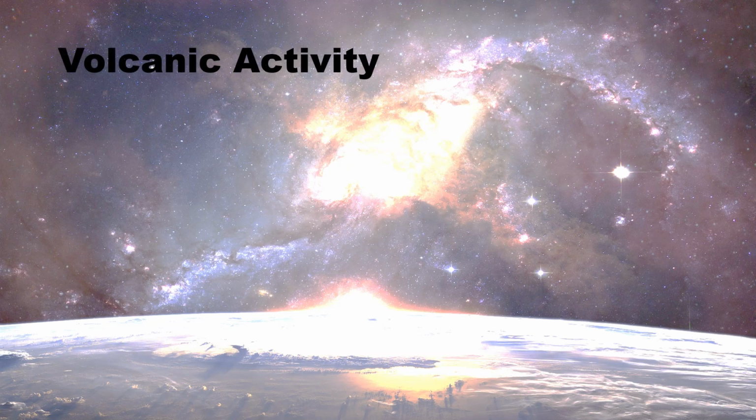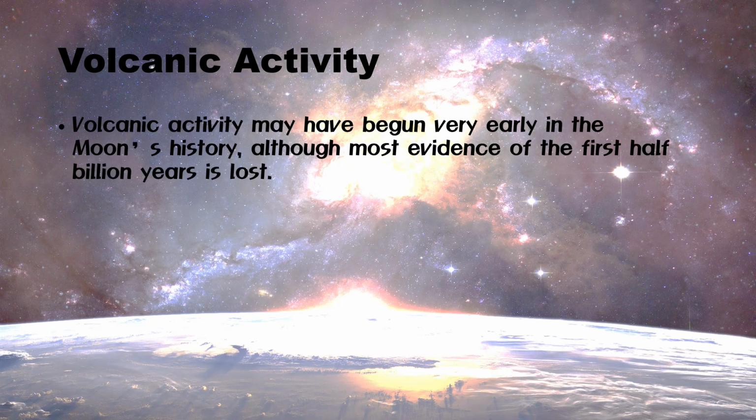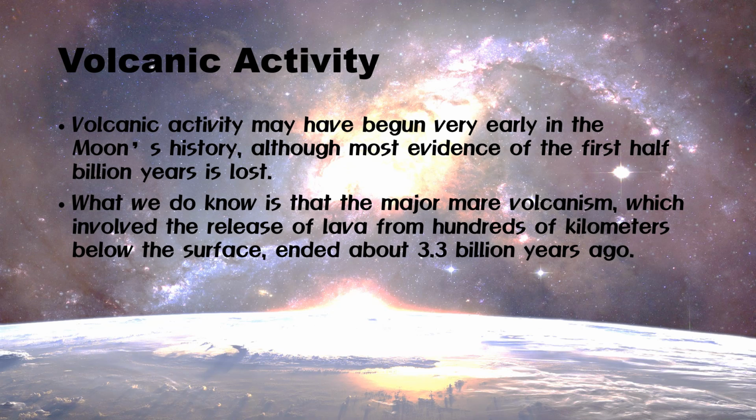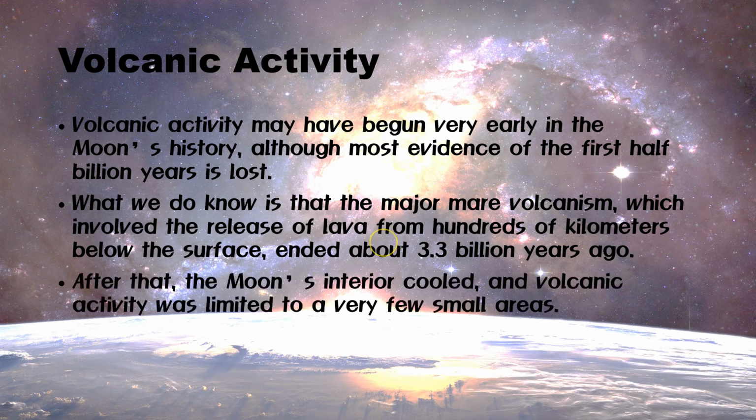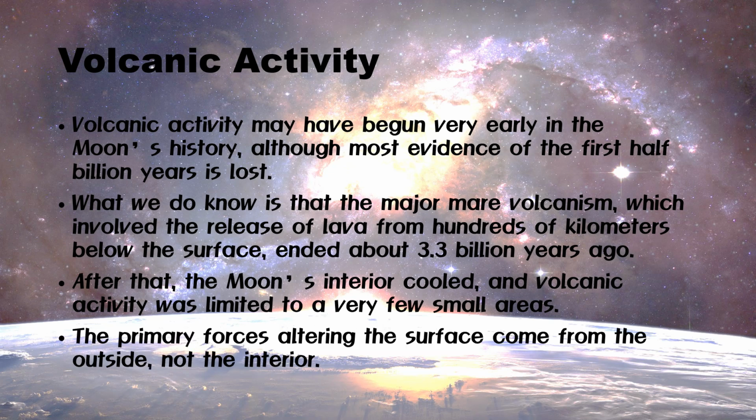So, if we have volcanoes on the moon, what kind of volcanic activity could we expect, or did we expect, since the moon seems to be no longer geologically active? Volcanic activity may have begun very early in the moon's history, although most evidence of the first half a billion years is pretty much lost. What we do know is that the major volcanism, which involved the release of lava from hundreds of kilometers below the surface, ended about 3.3 billion years ago. After that, the moon's interior cooled, and volcanic activity was limited to a few small areas. The primary forces altering the surface come from the outside of the moon, not the inside.